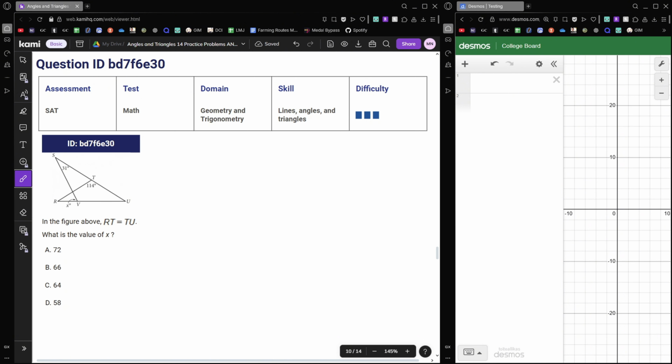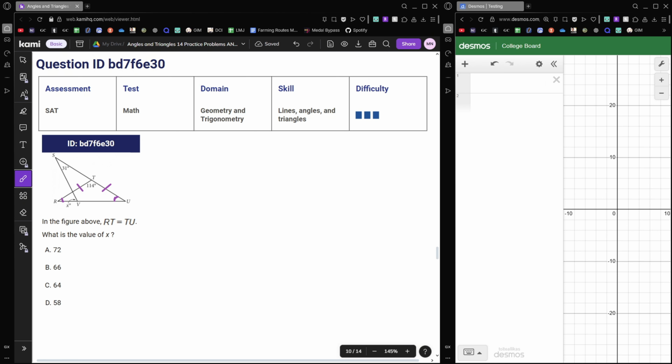In the figure above, RT is equal to TU, so this side is equal to this side. Now we have a triangle with two equal sides, making it an isosceles triangle. And you should remember that in an isosceles triangle, the two base angles, so this angle and this angle, are congruent. What is the value of x?